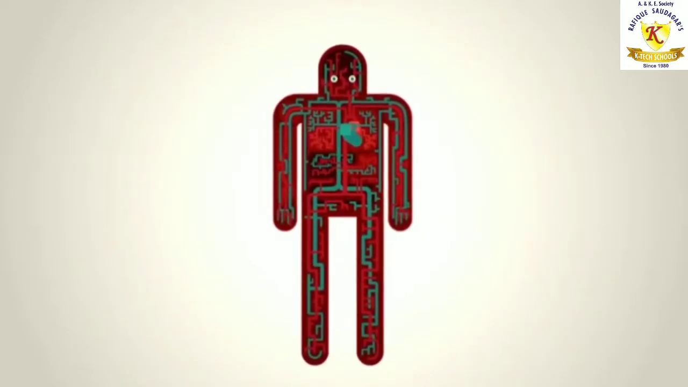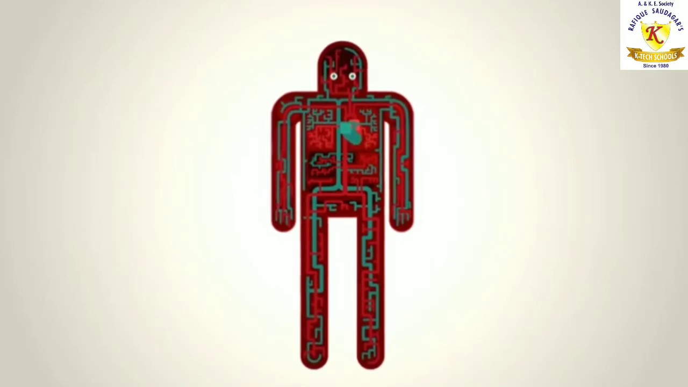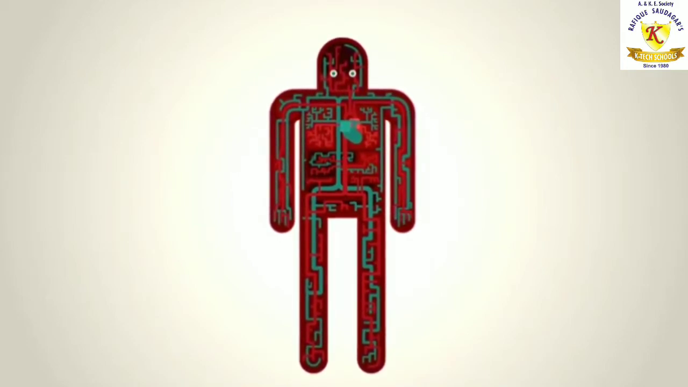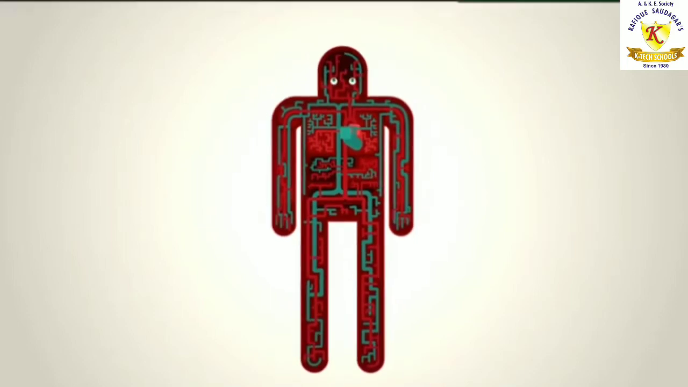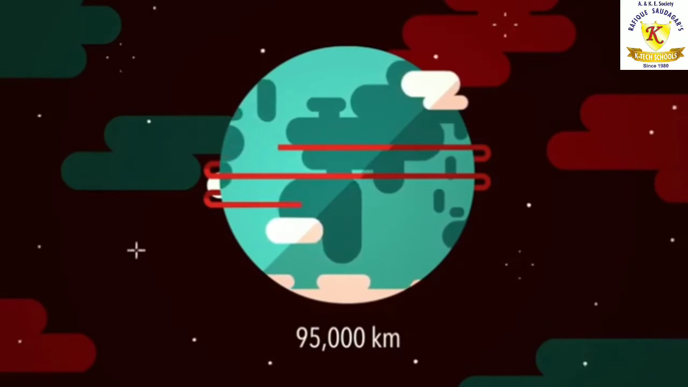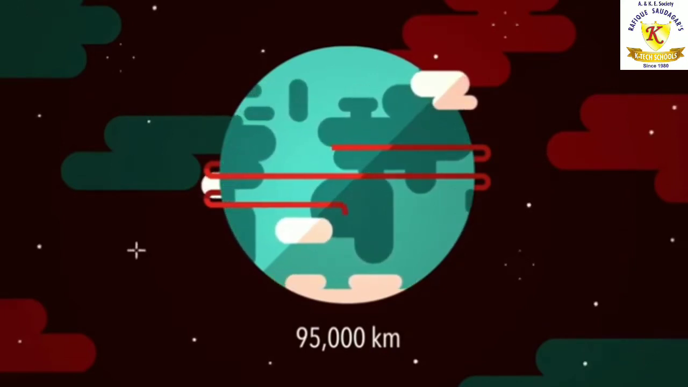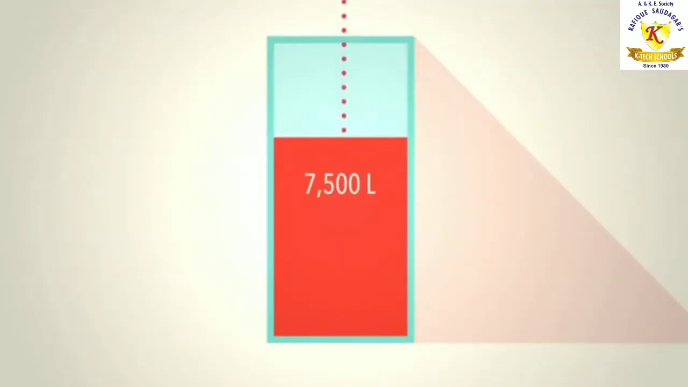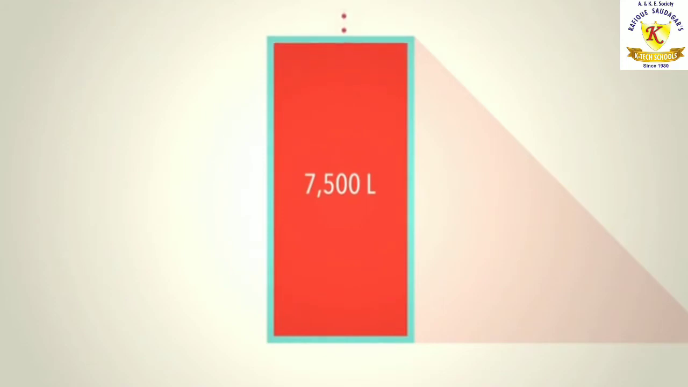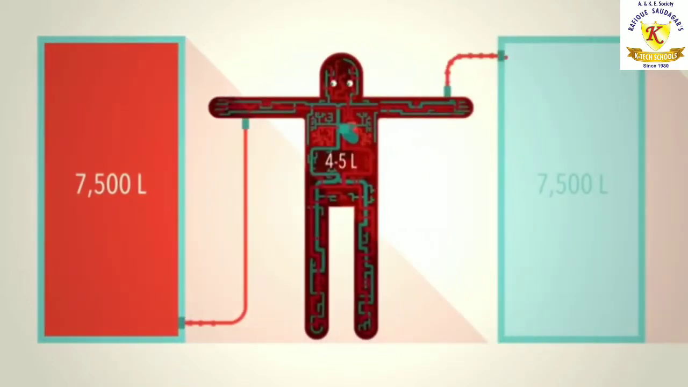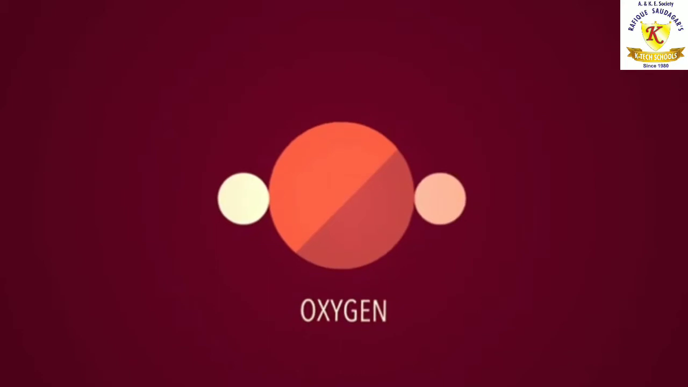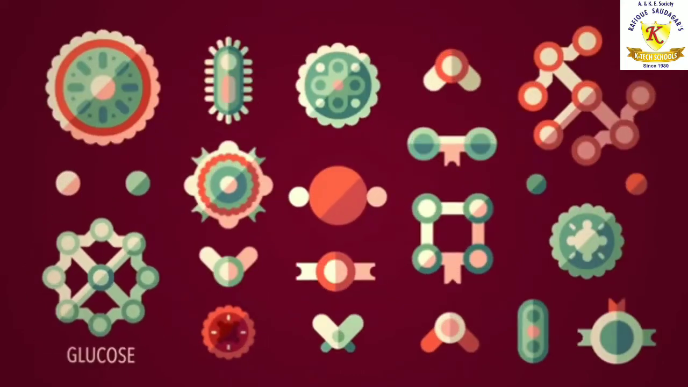If you lined up all the blood vessels in your body, they would be about 95 kilometers long, and every day they carry the equivalent of over 7,500 liters of blood, though that's actually the same 4 to 5 liters recycled over and over, delivering oxygen and precious nutrients like glucose and amino acids to the body tissues.